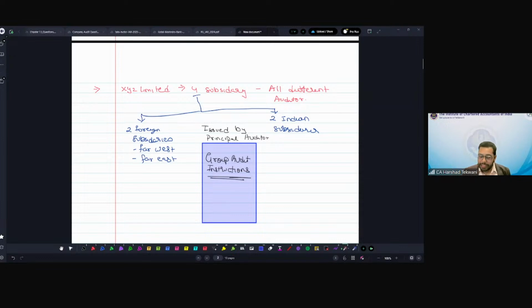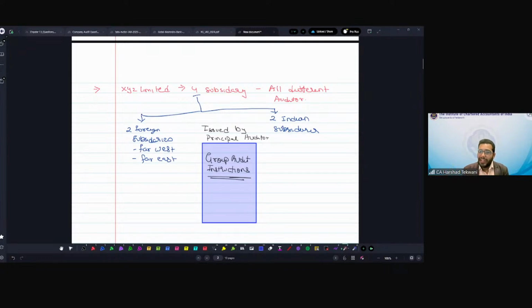Yes, sir. Similarly, another responsibility in SA 600 is that the principal auditor should perform procedures to obtain sufficient and appropriate audit evidence that the work of the other auditor is adequate for his purpose. That means he has to ensure that the audit performed by the component auditor is sufficient on that component, and no additional procedures are required to be performed.